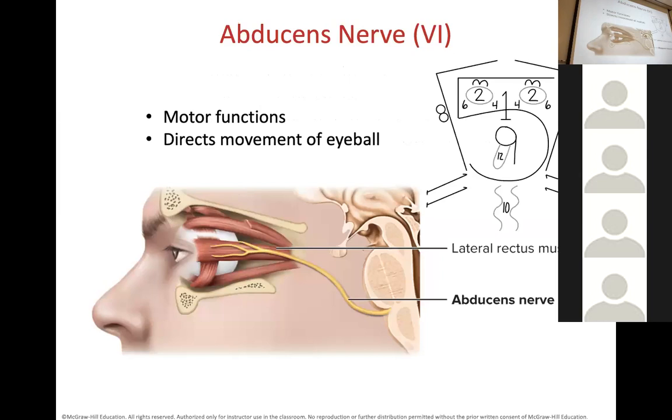Next, we have the abducens nerve, which is number 6. More with the eye. So this directs movements of the eyeball, just motor function, no sensory. No eyelid control, just the eyeball. So here we have 6. That's going to be pretty much the last eye associated nerve that we have.